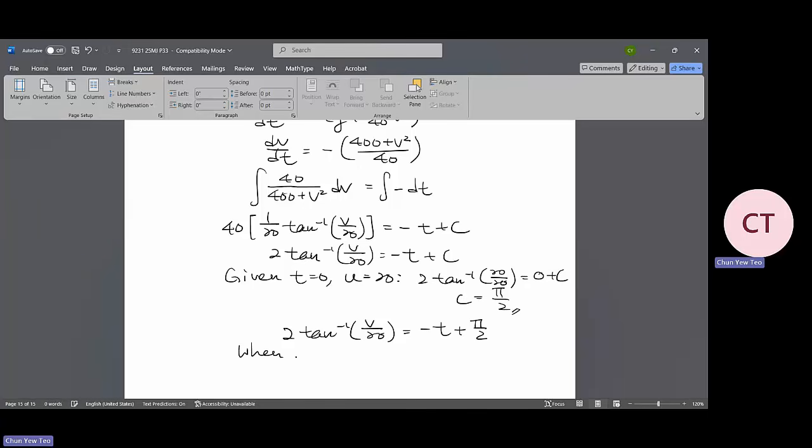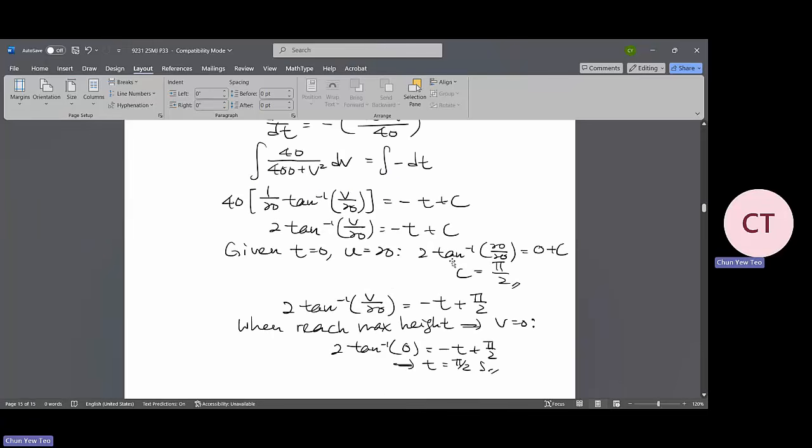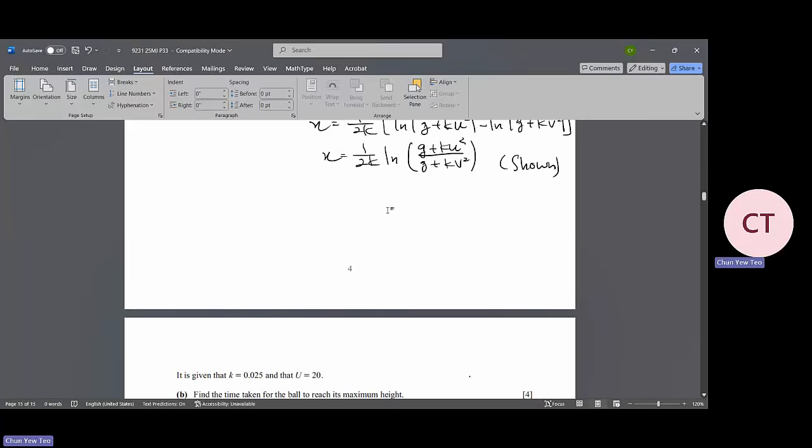Then when you reach the maximum height, your V will be 0. So it will be 2 arctangent of 0. Therefore, your T will be pi over 2 seconds. Okay, done. So this will be the answer for question number 3B.